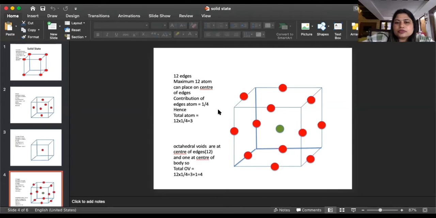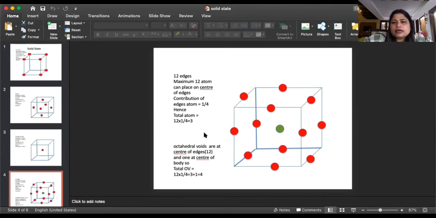Now we talk about the contribution. The center atom has contribution 1 because it is not shared with any other cube or unit cell. But each edge is shared by 4 unit cells, or you can say cubes. So the contribution of every edge atom is 1 by 4. So what will we do? We place 12 atoms on the cube and multiply by 1 by 4. It comes to 3. Basically, we are placing 3 atoms as a whole at the edges and 1 atom as a whole at the center of the cube. So the total is 3 plus 1, that is 4. It means in the FCC lattice we have 4 octahedral voids. But if you ask about the positions, the positions are 13: 12 on the edges and 1 at the center.